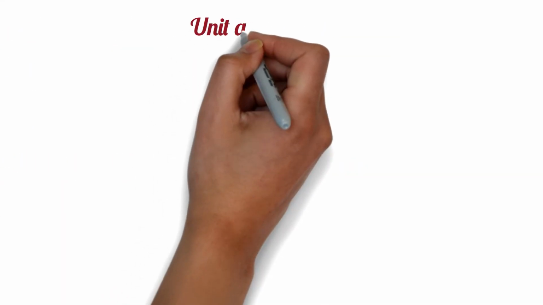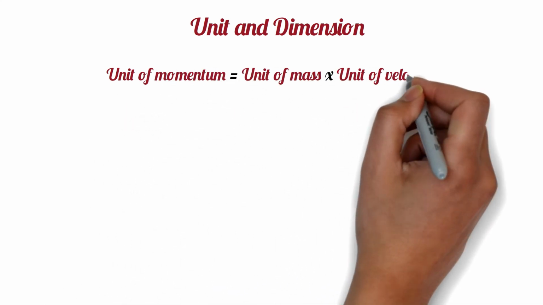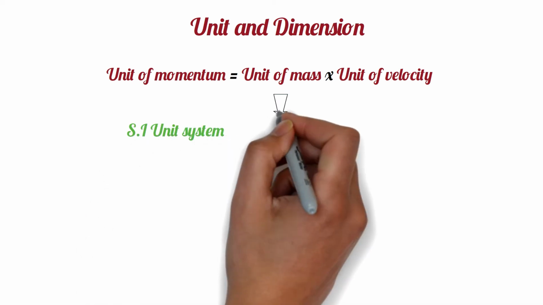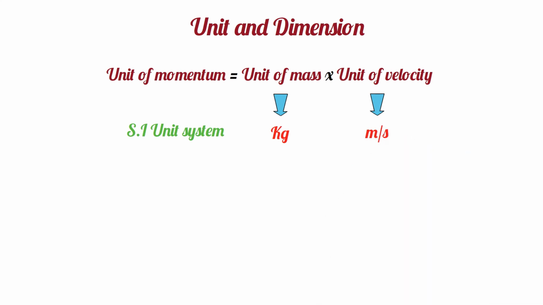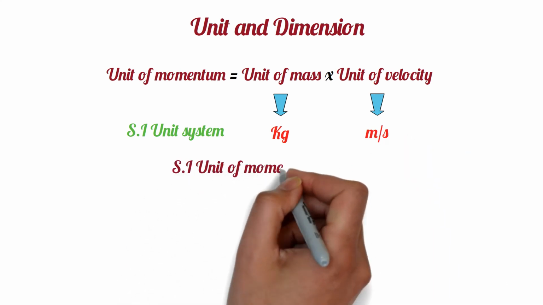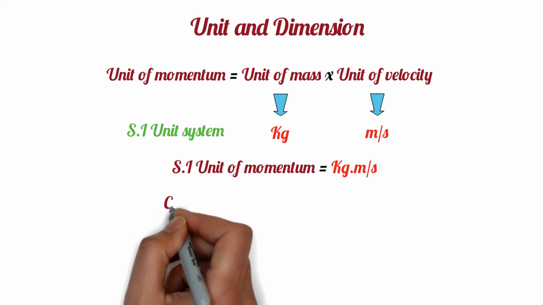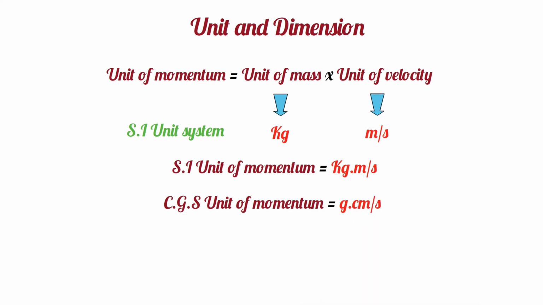Now, if we talk about the unit and dimension of momentum, then the unit of momentum is equal to the unit of mass into the unit of velocity. We know, in the SI unit system, the unit of mass is kilogram, and the unit of velocity is meter per second. So the SI unit of momentum is kilogram meter per second. Similarly, we can write the CGS unit of momentum as gram centimeter per second.